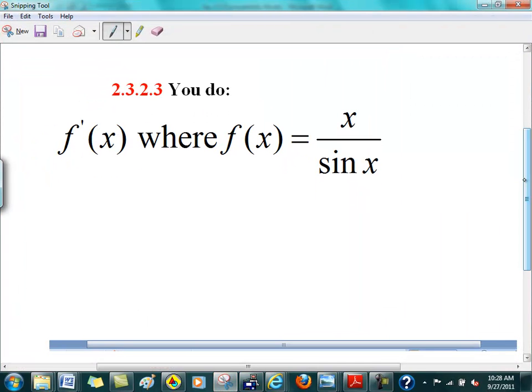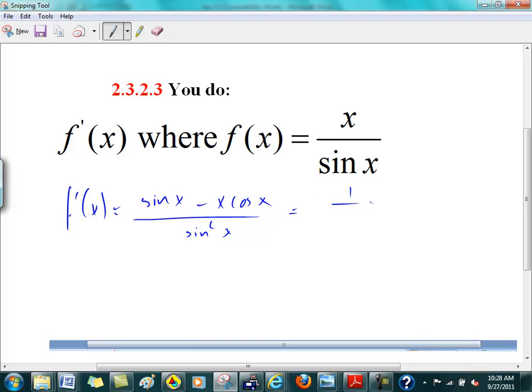So I just flip the function over, so it becomes f prime of x equals, keep sine x and differentiate x, so you get sine x, minus keep x and differentiate sine x, and you get cosine x, so it becomes minus x cosine x, and square the bottom. Okay, which then becomes 1 over sine x minus x over cosine x over sine squared x.